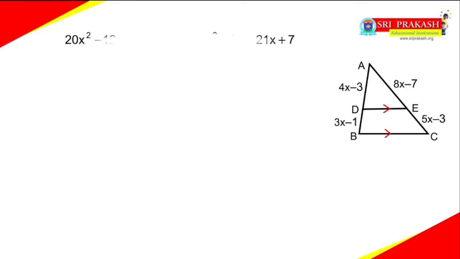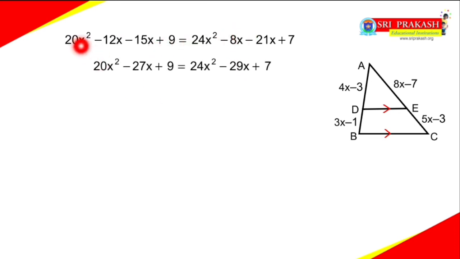Next, children, now let us simplify the like terms from these expressions. Then we get 20x square minus 27x plus 9 is equal to 24x square minus 29x plus 7. Children, now let us shift all the terms from LHS to RHS. Then we get 24x square minus 29x plus 7 minus 20x square plus 27x minus 9 is equal to 0.